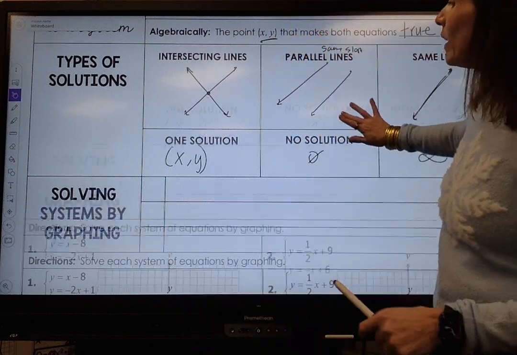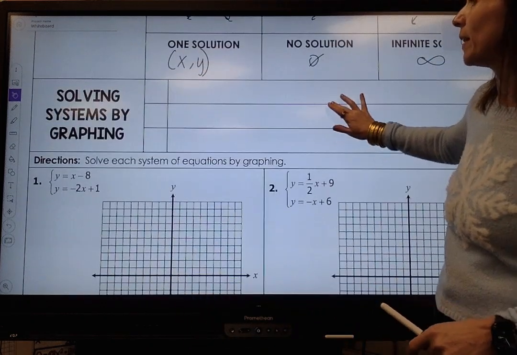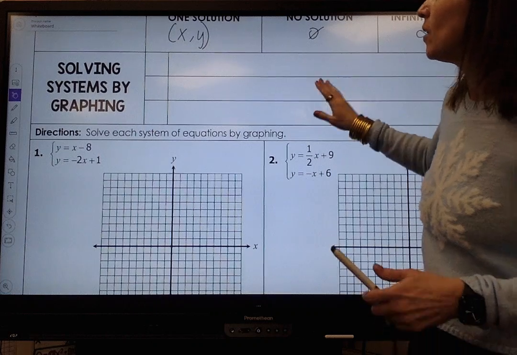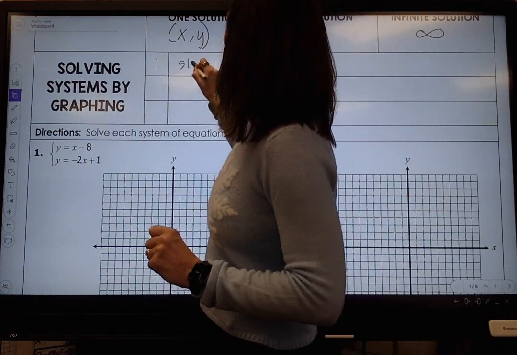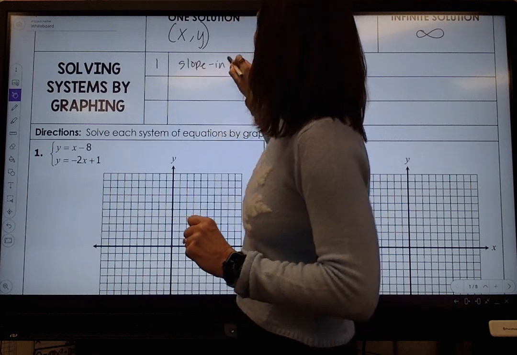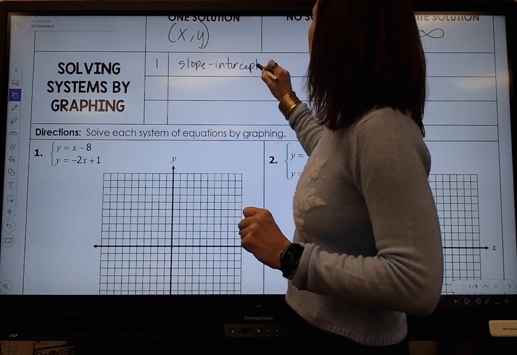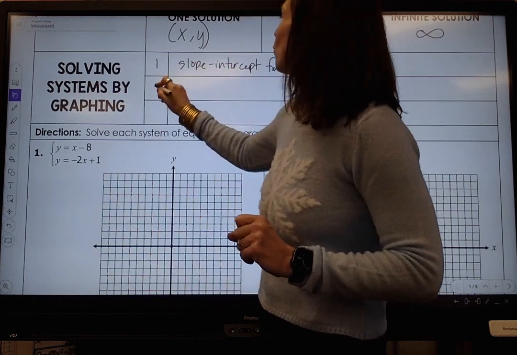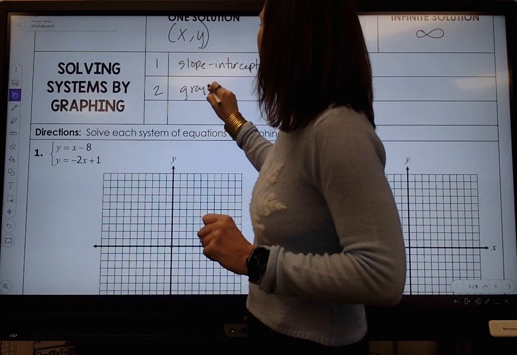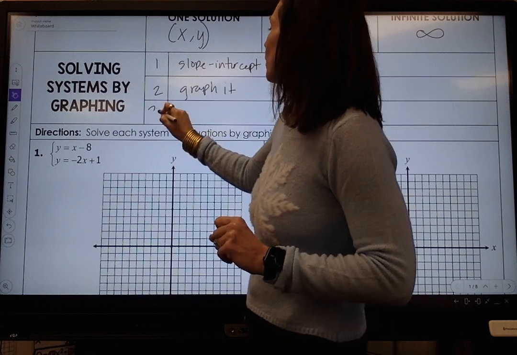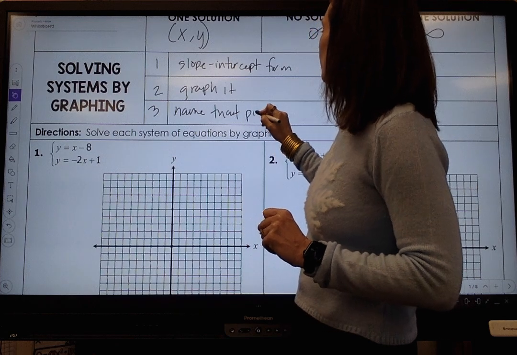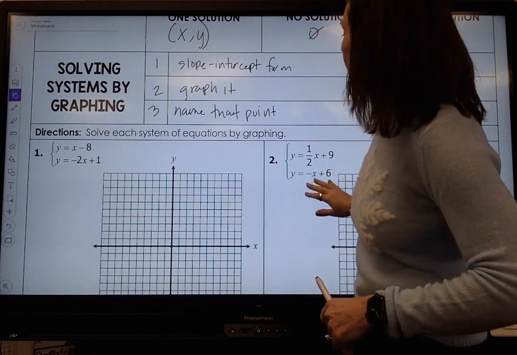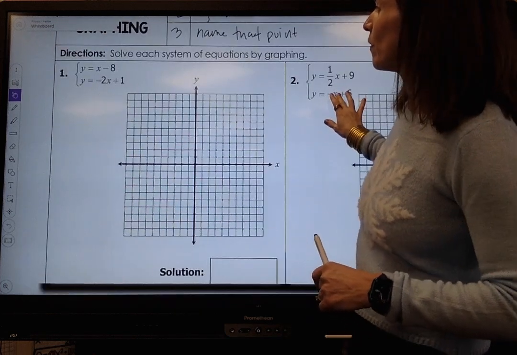All right, when you solve systems graphically, what are our steps? Well, step one, you put it into slope-intercept form. Step two is you graph it. And then step three is you name that point. It's that simple.